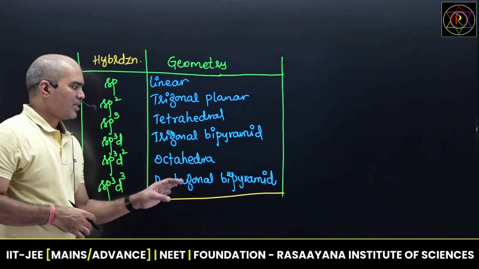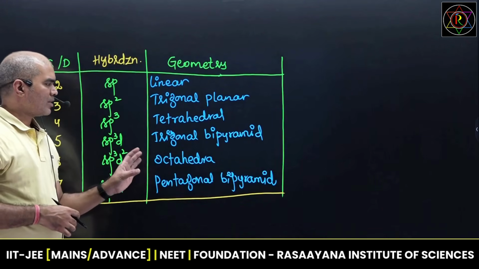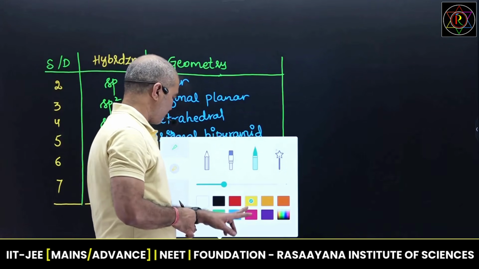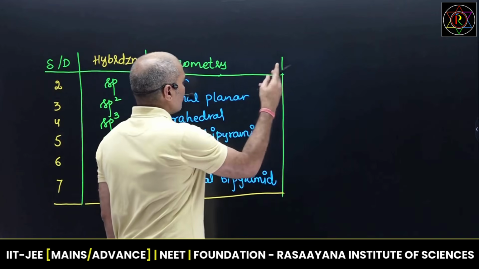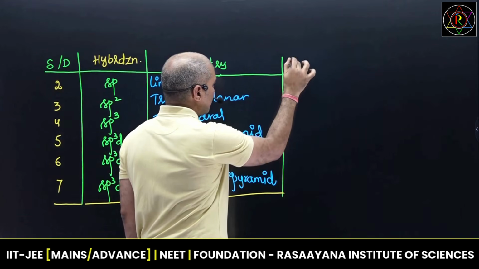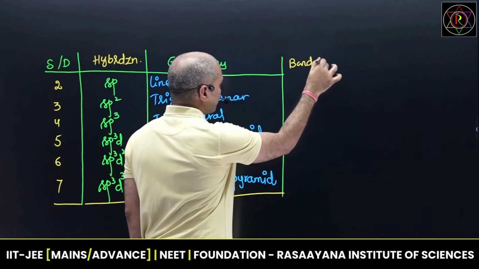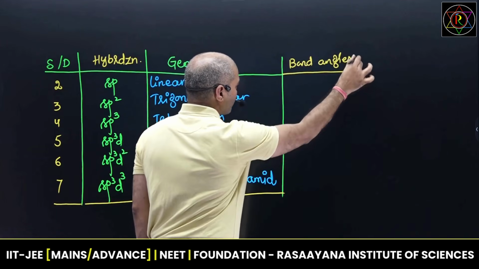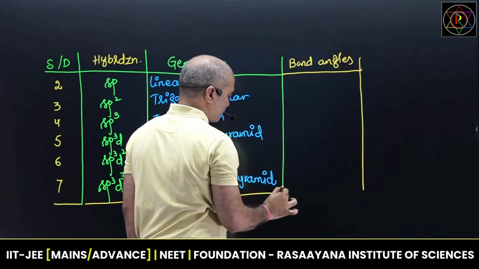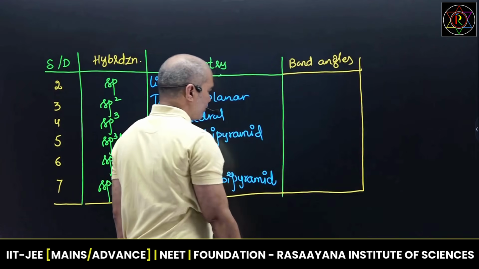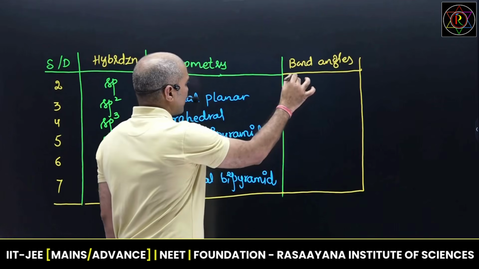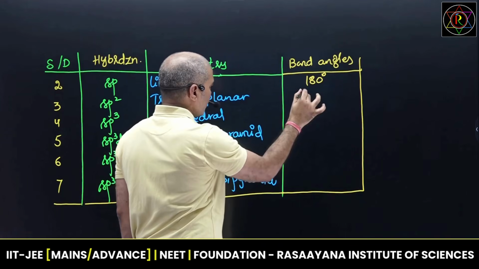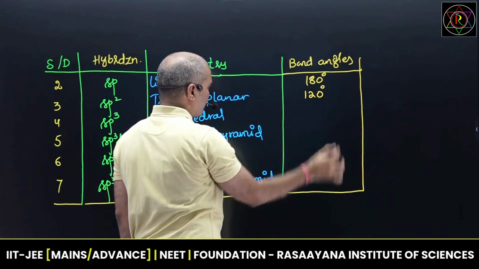Each of these geometries has different bond angles corresponding to the geometry. Suppose I give linear geometry, what are the bond angles for linear geometry? We have 180 degrees. For trigonal planar, the bond angles will be 120 degrees only.